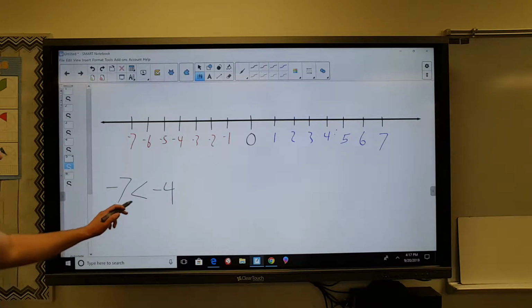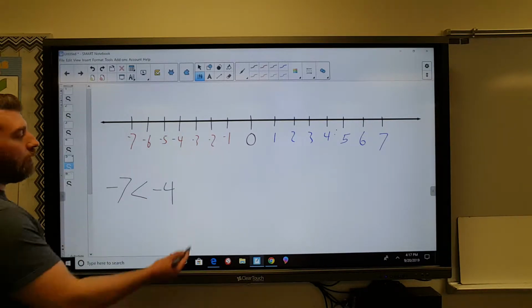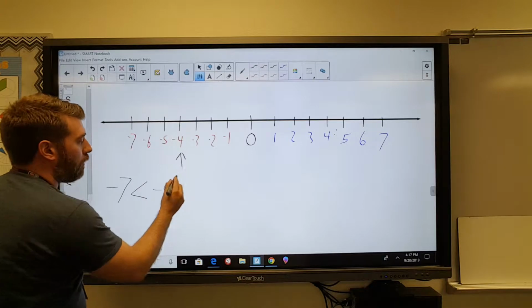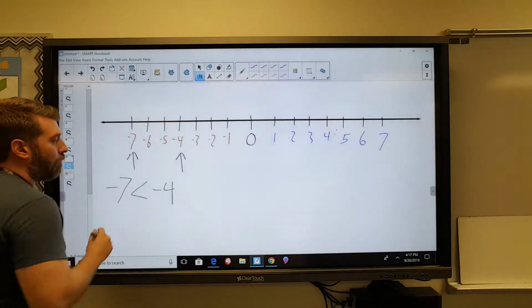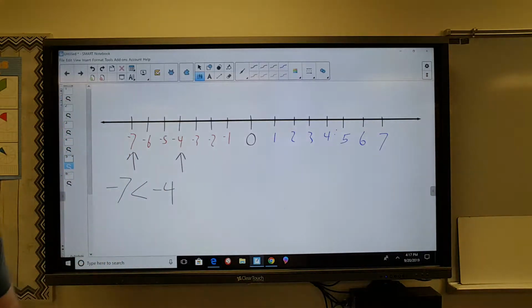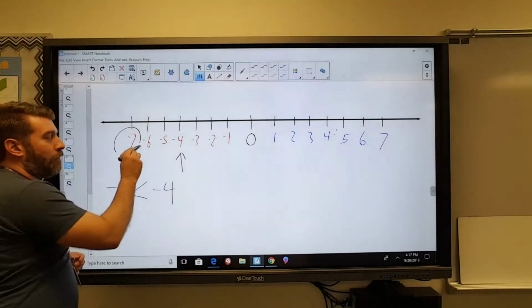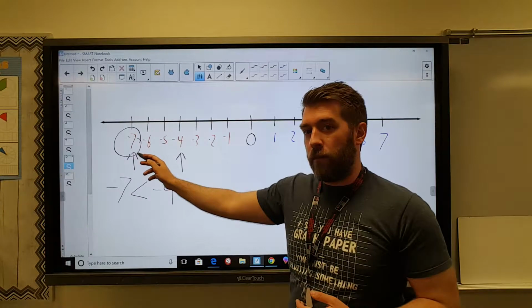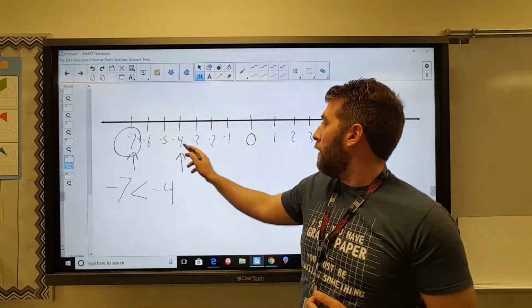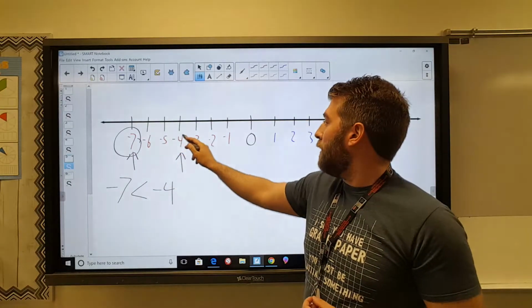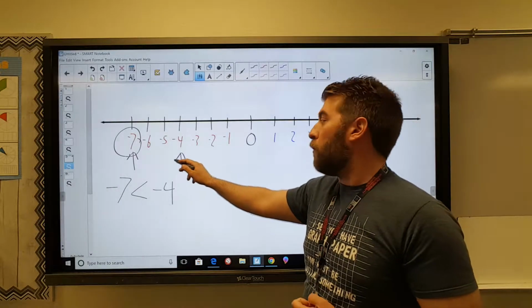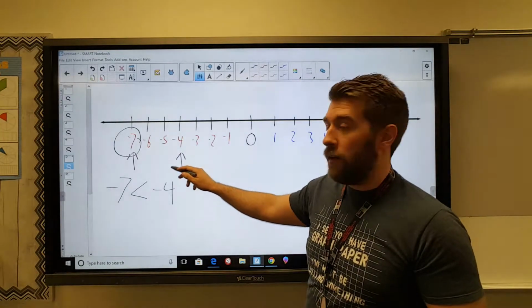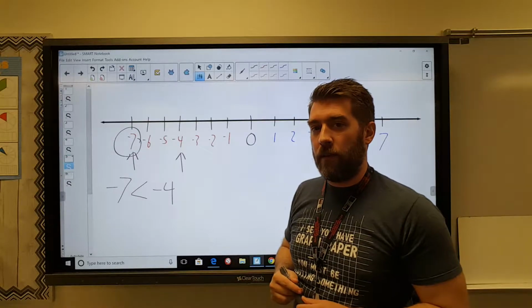Negative 7 and negative 4. Here's my negative 4. Here's my negative 7. Which one is the furthest to the left on the number line? Well, negative 7 is. That's why negative 7 is smaller or has less value than negative 4. Because negative 4 is further to the right on a number line than negative 7 is.